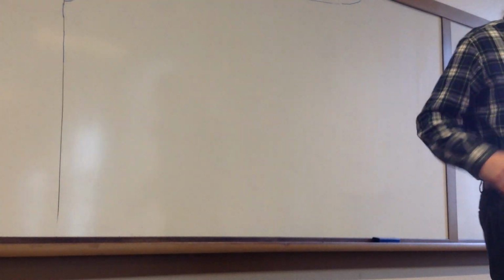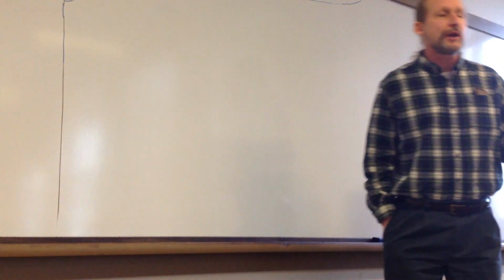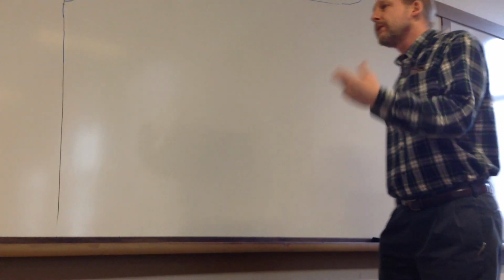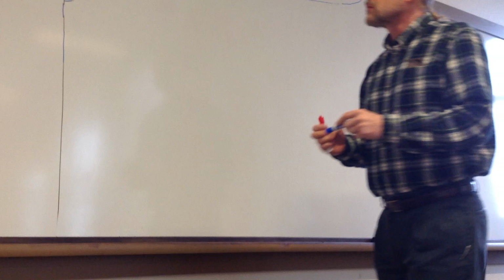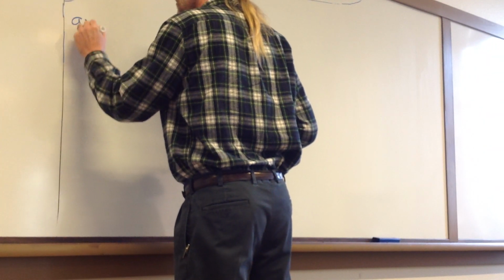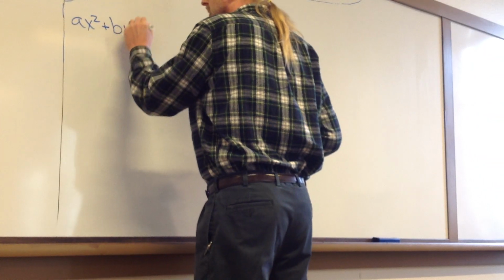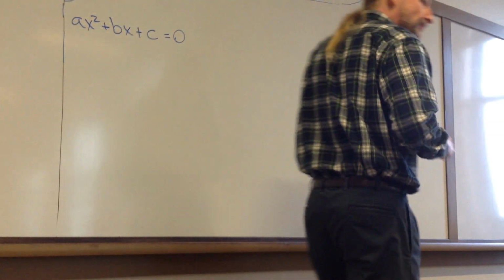Well, this video is for section 1.5 in the textbook, which starts on page 43. And so now we're revisiting the quadratic formula and quadratic equations with the possibility that we might have complex numbers as roots. So remember our standard form for a quadratic equation, ax squared plus bx plus c equals 0.